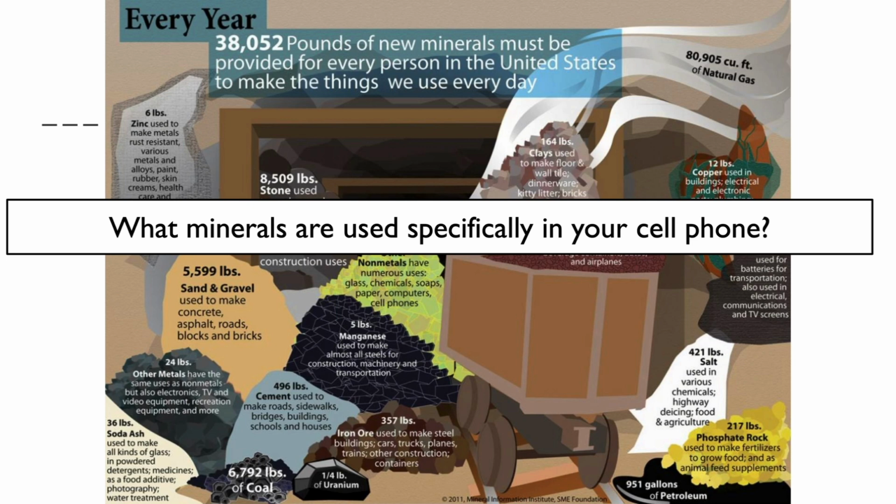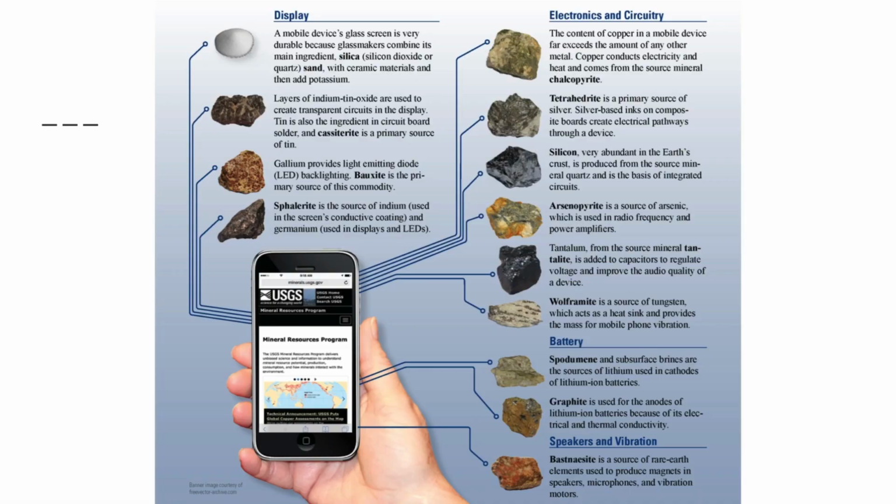So just to take an example, something that we all use every day is our cell phone. So take a moment to think about what minerals are specifically used in your cell phone. Okay, so we can break down what minerals are making up different components of our cell phone. So these are called critical minerals. Critical minerals are just earth material minerals that are mined for new technologies.